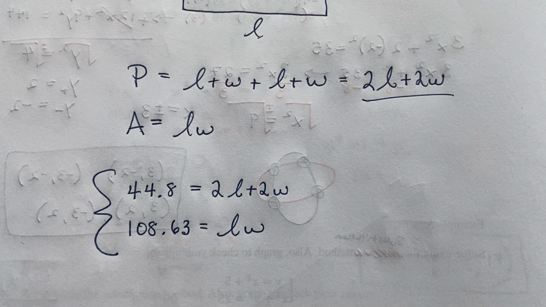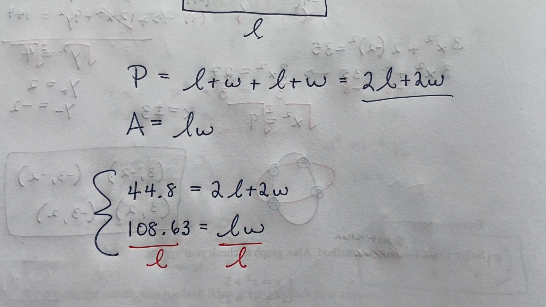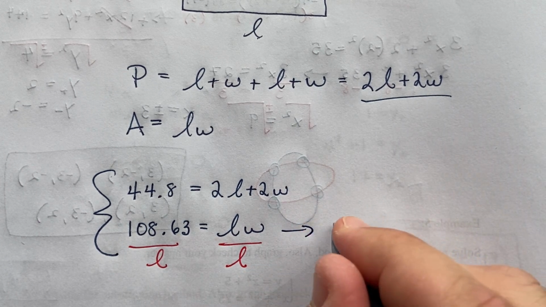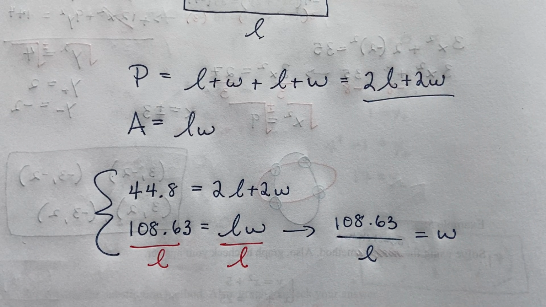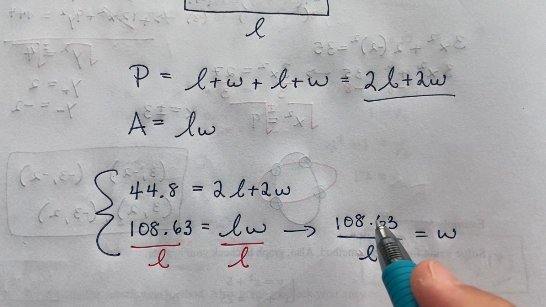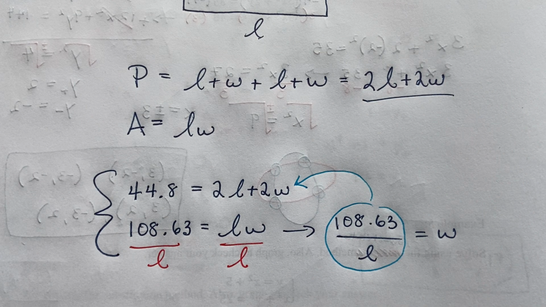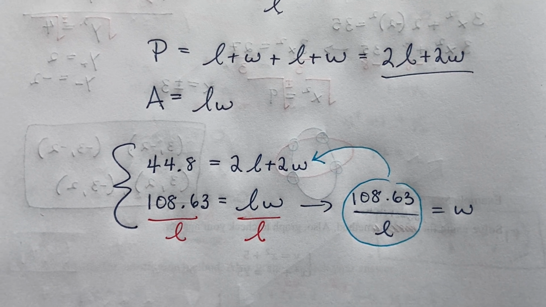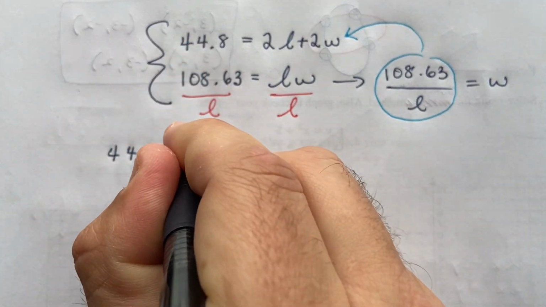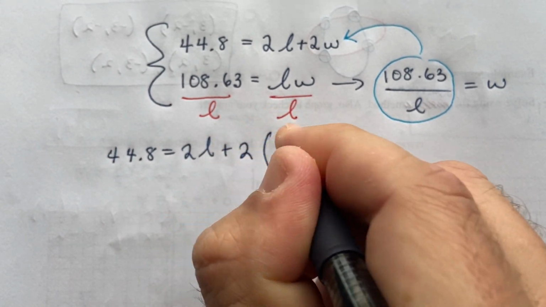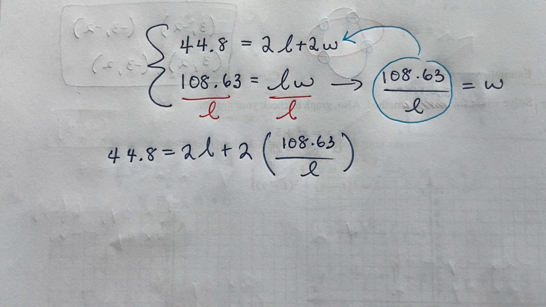I'm going to use substitution. So if I divide by L, then this one becomes 108.63 over L equals W. And what I'll do is go ahead and replace W with this. So 44.8 equals 2L plus 2 times 108.63 over L. Solving this for L.